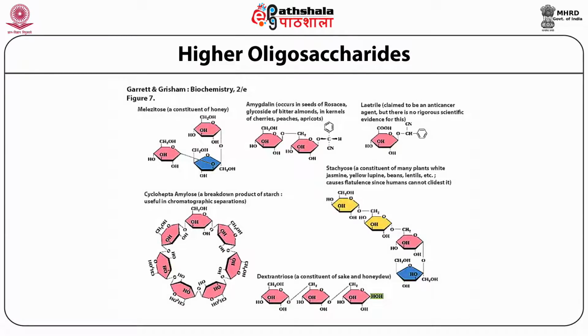Higher oligosaccharides are saccharides higher than disaccharides. That means more than two monomers, up to a maximum of 10 or 11, come under oligosaccharides. Some examples are given here, such as the trisaccharide raffinose, and others like lactulose, which belong to this kind of oligosaccharide. On hydrolysis of oligosaccharides, you will get more than two monosaccharide units.